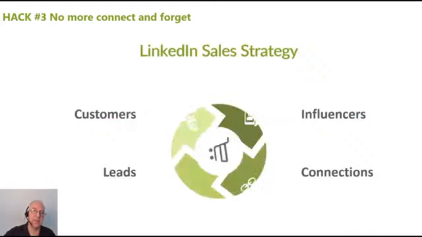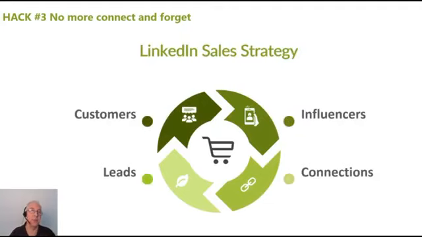Most people on LinkedIn do not have a strategy, and here is a really simple strategy. Split your database into customers, influencers, leads, and connections. Customers are obviously customers. Influencers could be people within your industry. They could be press contacts. They could be contacts in industry organizations or industry bodies. They could be just thought leaders within your industry, but they are influencers.